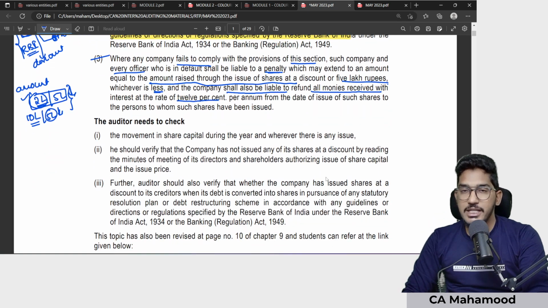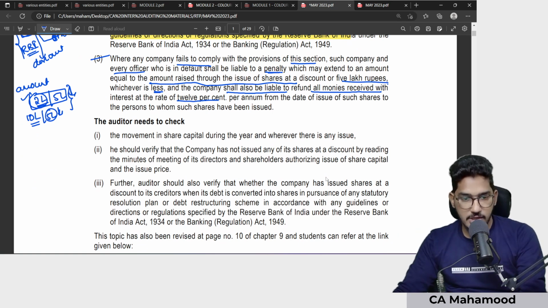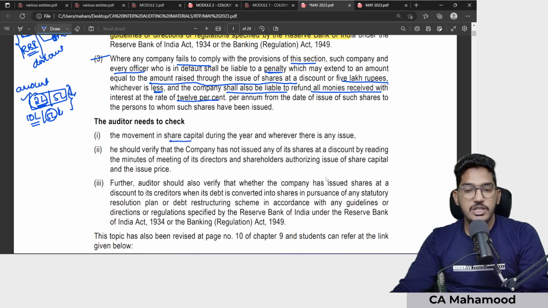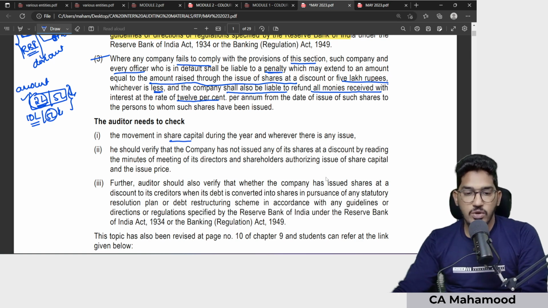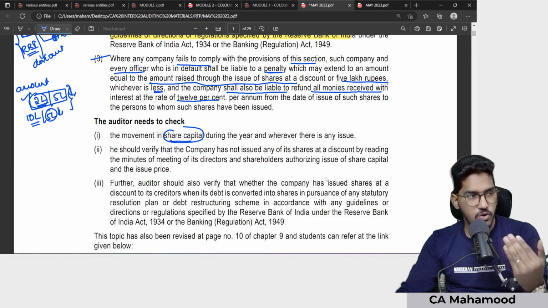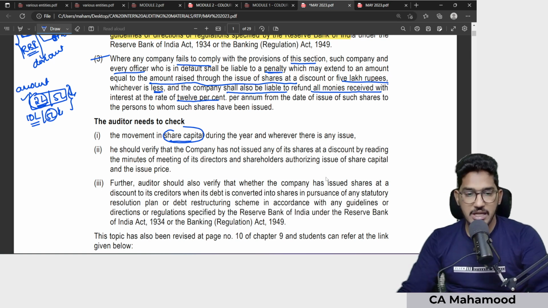Now, what does the auditor need to check? If you are conducting an audit of the share capital of some company, what points are you supposed to check? Let us see. You have to verify the movements in the share capital during the year, and whether there is any issue. As an auditor conducting an audit of a company's financial statements, obviously you have to obtain evidence regarding share capital also.